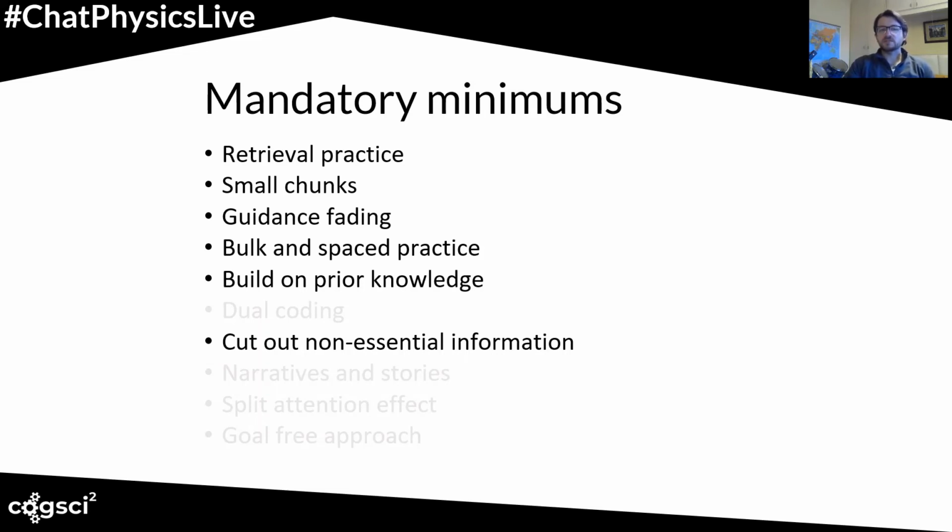But the other ones I've grayed out are the ones that I think are not as important. If you get those ones right, good, but they aren't going to make as big a difference as getting these ones right. And I think the good thing about these ones is they're quite easy to get right.